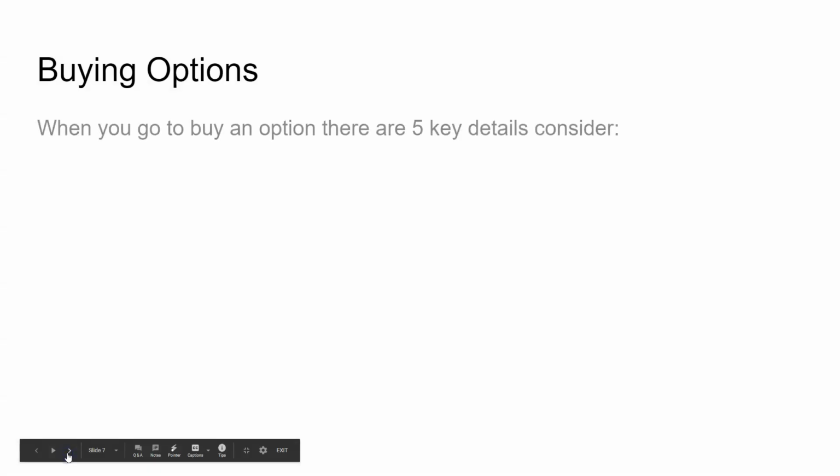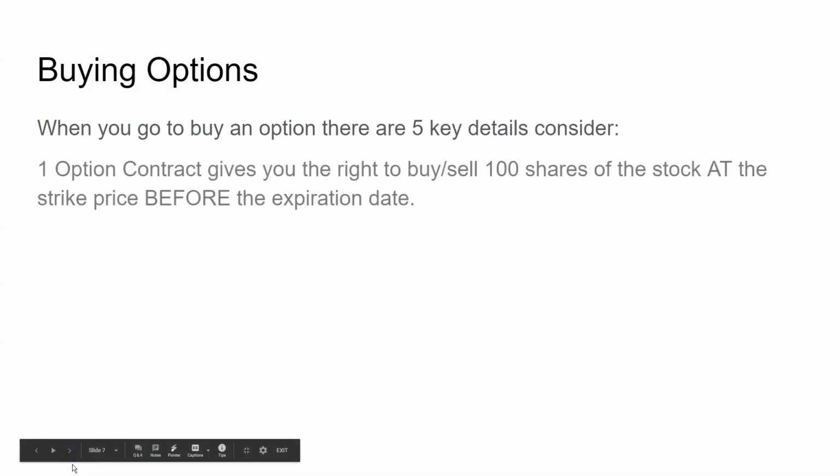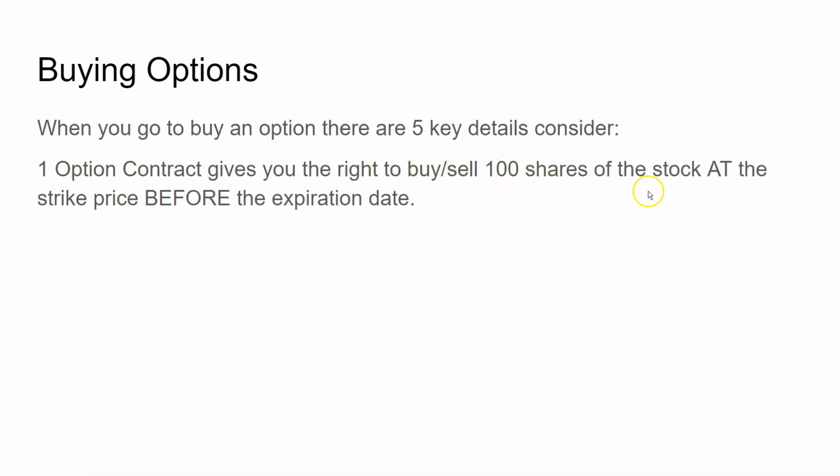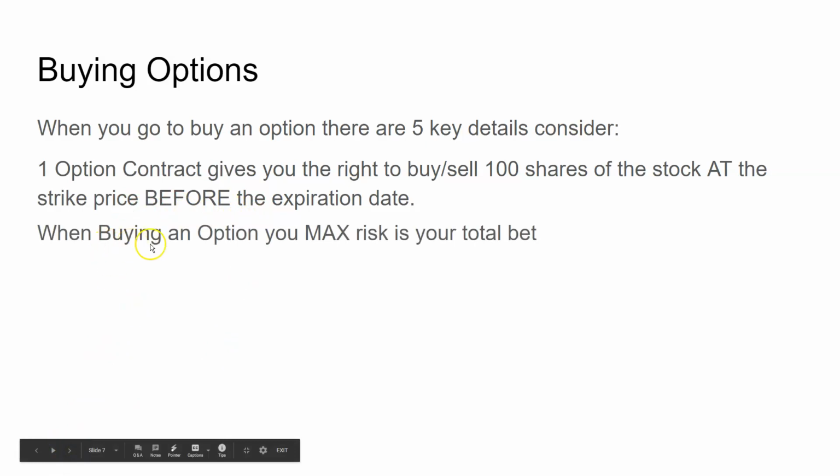So whenever you go to buy options, there are 5 key details to really consider. The one: an option contract gives you the right to buy or sell 100 shares of that stock at the strike price before the expiration date. When buying an option, your max risk is your total bet. It's just like buying stocks, but a little bit better because it helps you mitigate your risk a little bit easier, and I'll show you that in our examples.